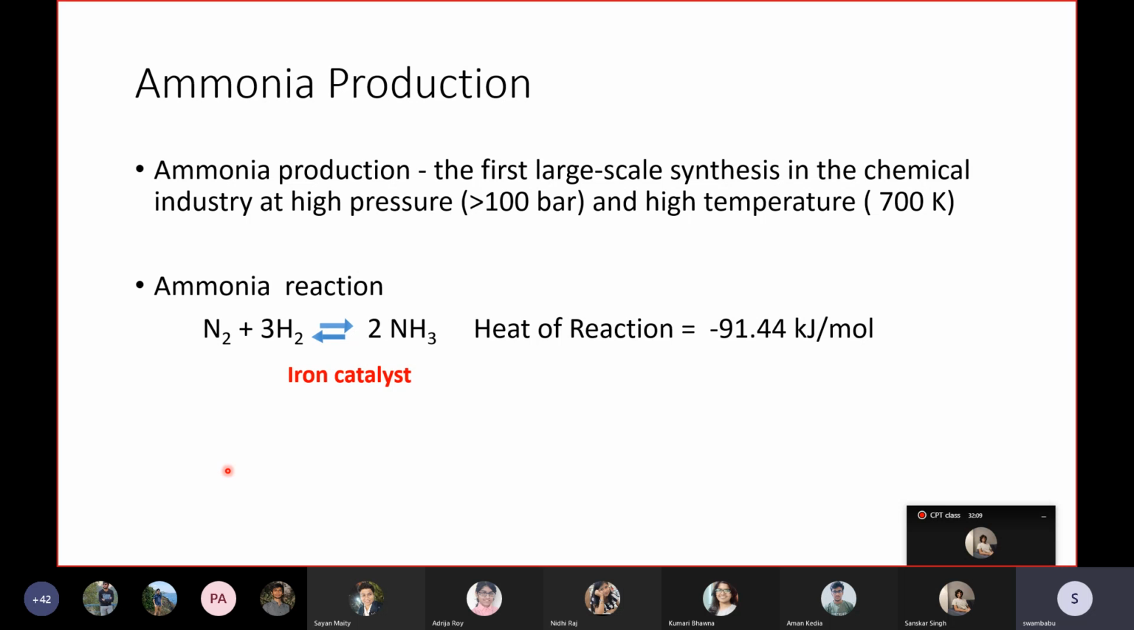Without catalyst, if you try to carry out this reaction at whatever temperature, whatever pressure conditions it may be, you will get conversion close to 1% or lower than 1%. Hence, the need for catalytic reactions at high pressure, high temperature is there. And Haber first invented this method, and I'm sure you all know that he got the Nobel Prize for inventing this. And for commercially developing this process, Bosch got the Nobel Prize.